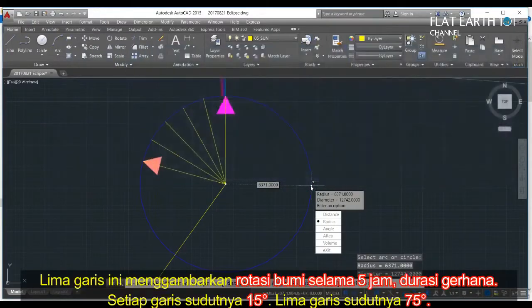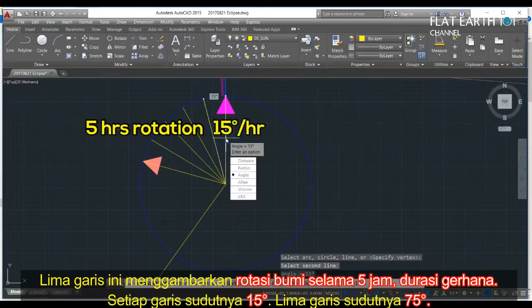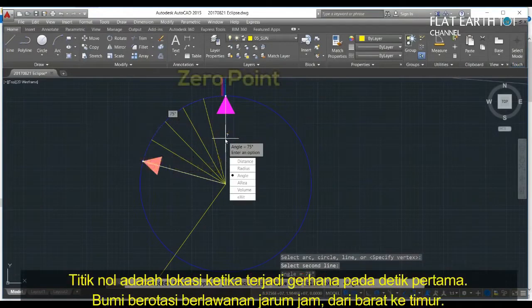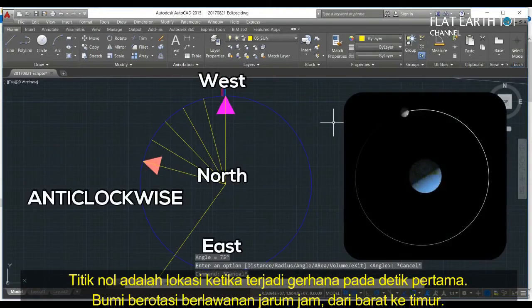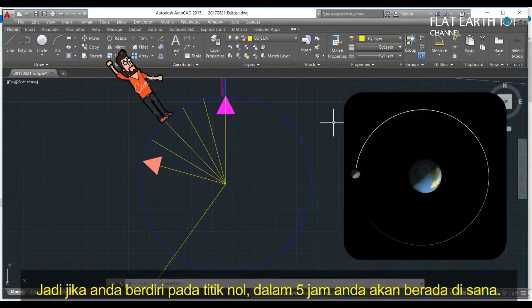These 5 lines represent the Earth's rotation for 5 hours, the eclipse duration. Each line represents 15 degrees. 5 lines equal to 75 degrees. The 0 point represents the first second of the eclipse. The Earth rotates anticlockwise from west to east. So if you are standing over here at 0 point, in 5 hours you will be over there.